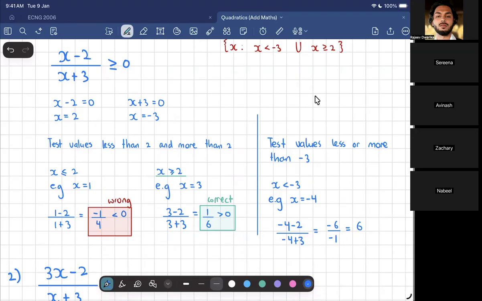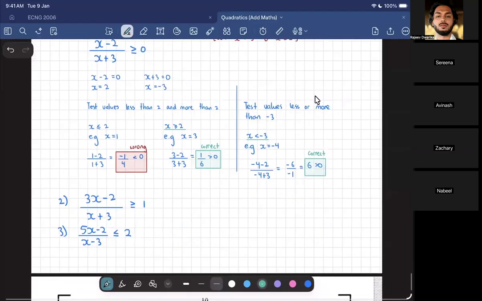Look at what we wanted. We wanted to figure out values for x that, when you plug them in, give you more than or equal to 0. So when we plug in x is equal to -4, do we get something more than 0? Yes, 6 is more than 0. So therefore, this is correct. And therefore, Zachary, if I take any value that is less than -3 and I plug it in, will I get a positive or a negative? Positive. Exactly. I'm going to get a positive, right?